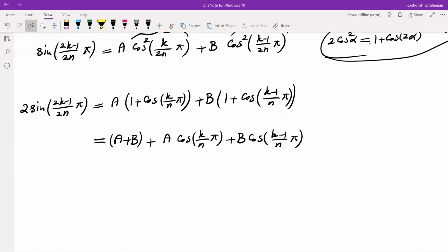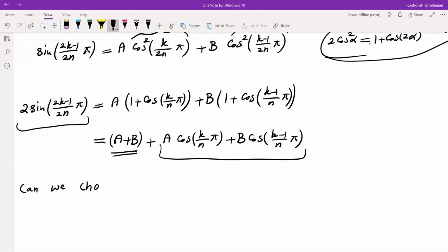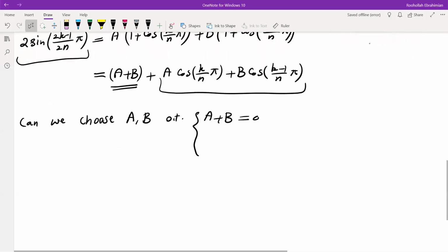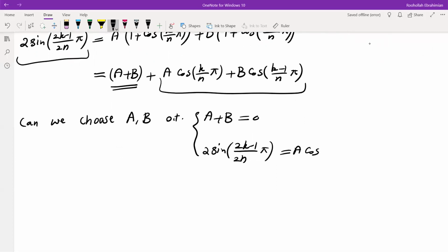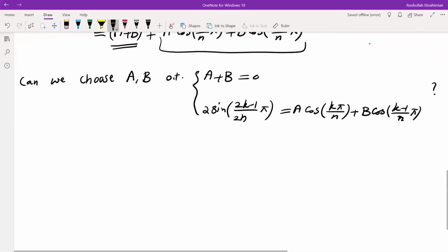Okay. So it is still not clear what a and b would be useful, or whether there even exists an a and b. So here's what we're going to do. We're going to hope that we can come up with a and b such that this equality holds. It makes sense that maybe this should be 0 and this should be equal to that. Let's see if that works. Can we choose a and b such that a plus b is 0 and 2 sine of (2k minus 1)/(2n) pi is a cosine of k pi/n plus b cosine of (k minus 1)pi/n? Is it possible to choose a and b that satisfy this? Maybe yes, maybe not, but we'll see.